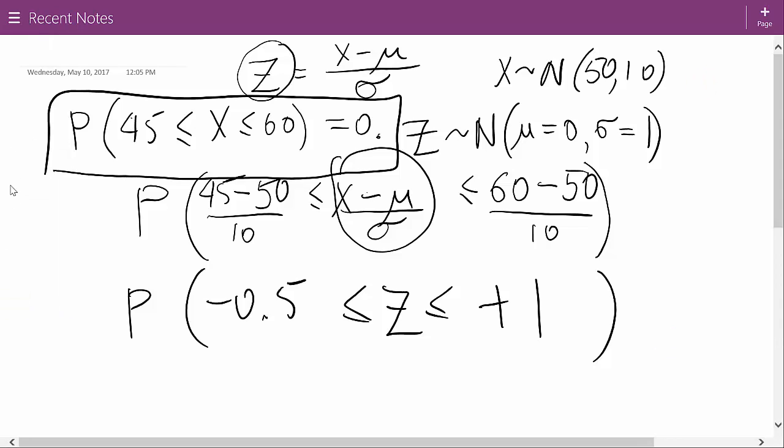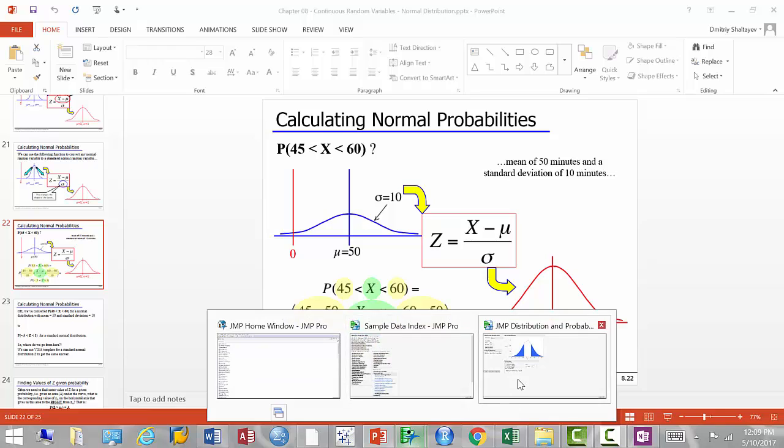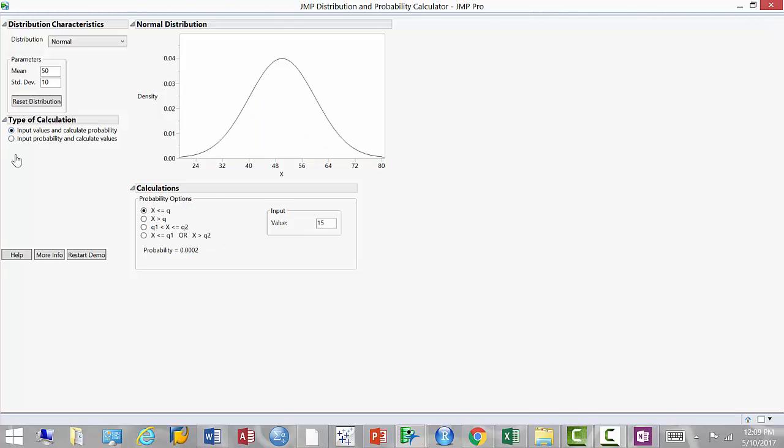And let's go back to JMP, right? Let's go back to JMP in order to find out that this is exactly the same thing. So I'm going to go to JMP. Thank God it didn't switch the screen on me. All right. So now I am adjusting the mean and standard deviation, right? So 50 is my mean and 10 is my sigma, correct? To make the distribution look right. And I'm looking to find probabilities, right? Not the values given the probability.